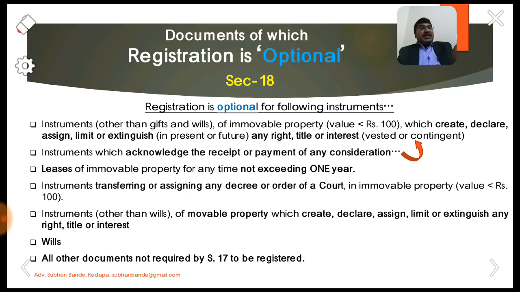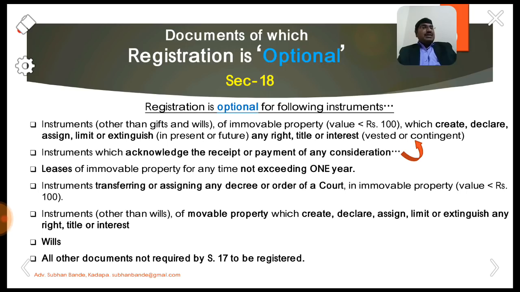Leases of immovable property for any time not exceeding 1 year. If the lease of immovable property is for a time of 1 year or exceeding 1 year, registration is compulsory. But for leases of immovable property for any time not exceeding 1 year, registration is optional. Instruments transferring or assigning any decree or order of the court in immovable property whose value is less than 100 rupees, registration is optional. Instruments other than wills of movable property which create, declare, assign, limit, extinguish any right, title or interest, registration is optional.